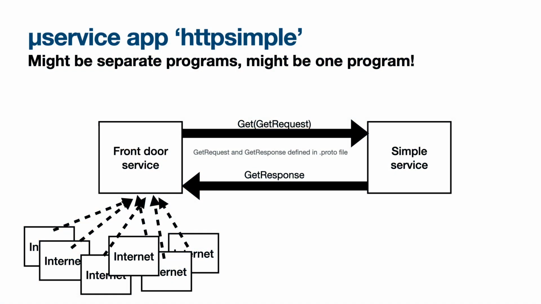So just to explain the HTTP Simple app, you'll notice that it is two parts. One part is the front door service that accepts incoming traffic from the internet, and the other service implements a particular handler, in this case for GET, and it responds with the necessary information for sending the data back to the customer on the internet.